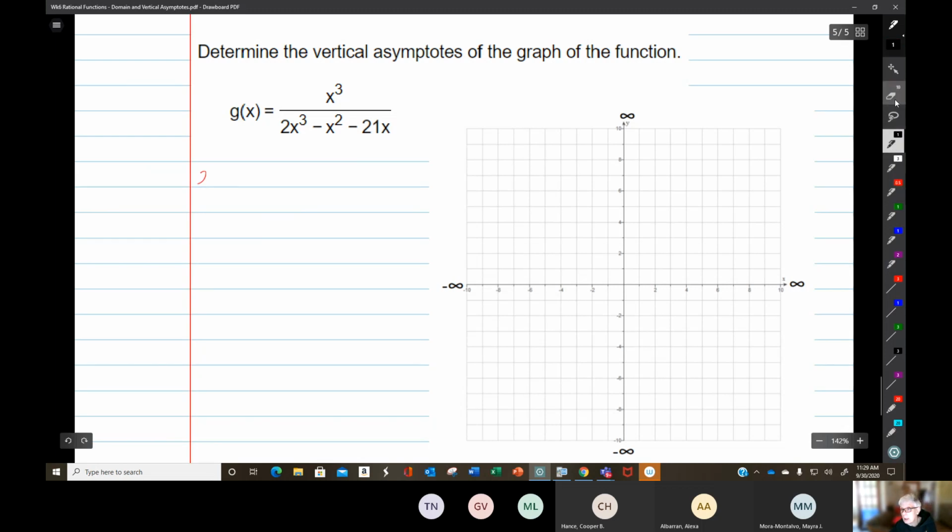So, 2x to the third minus 1x squared minus 21x. All 3 terms have at least one x in each term. So I'm going to pull out the x as my common factor. That leaves us 2x squared minus x minus 21.